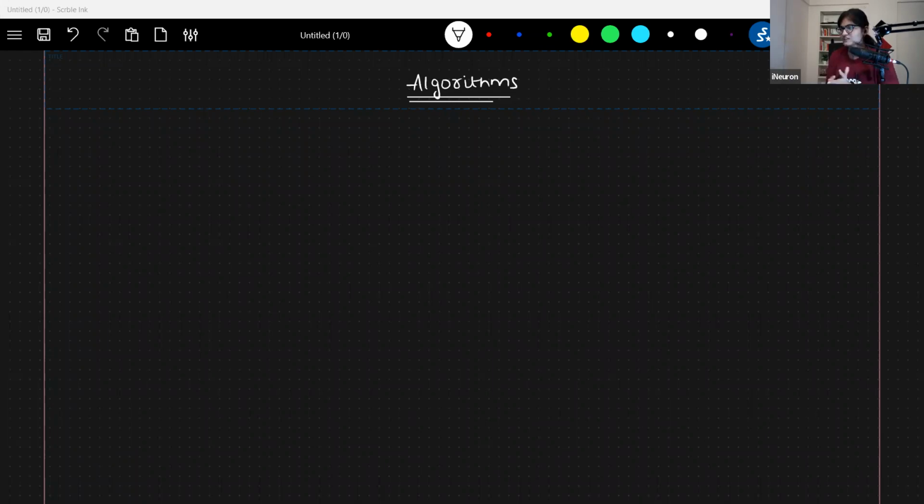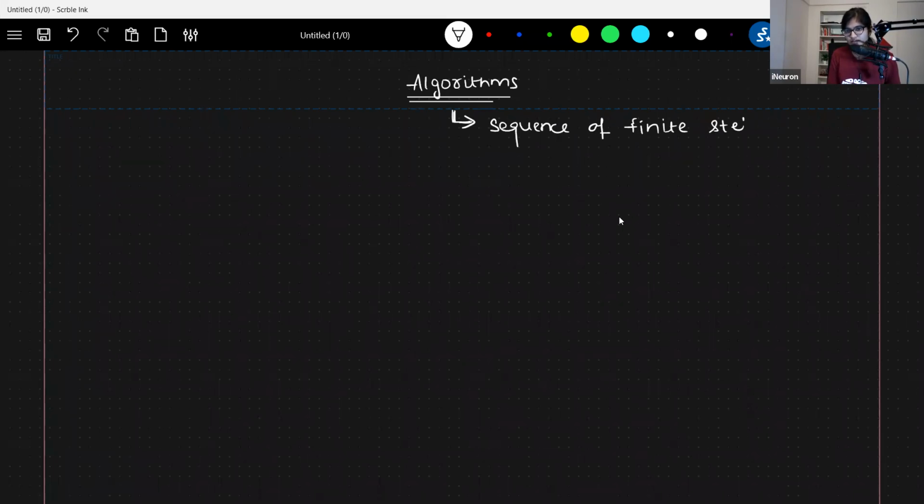Whatever definitions you gave me about algorithms, it's all correct. So basically, what is an algorithm? It's a sequence of steps which is used to perform some specific task. So whenever we hear the word algorithm, it is a sequence of steps. But now these steps should be, I'm adding one more term here, a sequence of finite steps to perform some specific task.